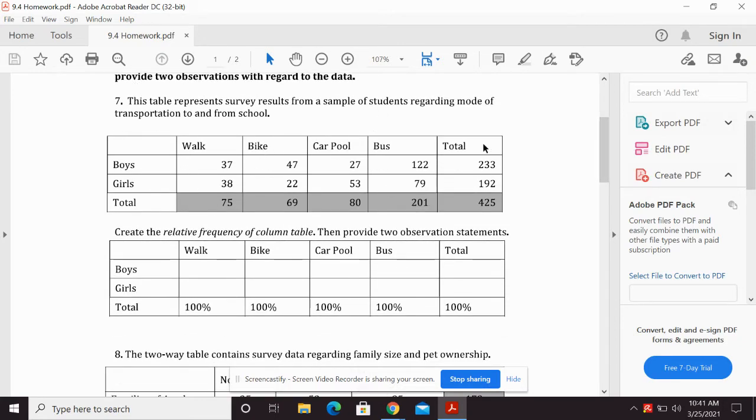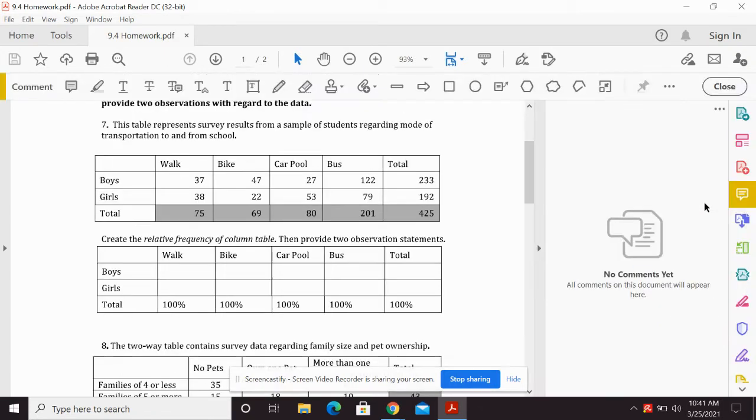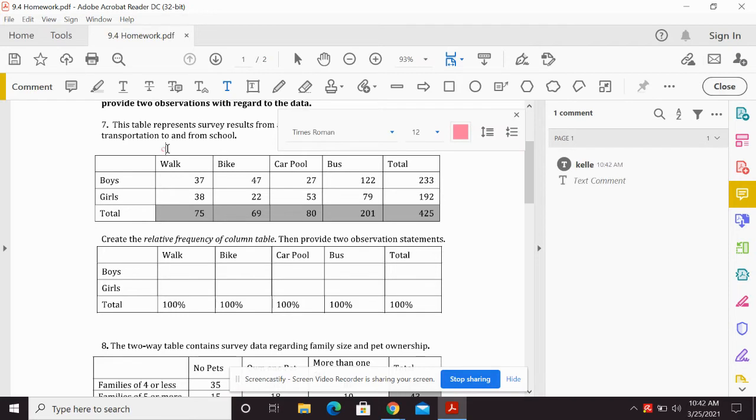So they give you the table. It's all filled out. All you have to do is create the relative frequency. So they want you to do the relative frequency of column table. Hold on. So that means you're going to be looking at the columns. Columns go up and down. So we have our walking column, our biking column, carpool column, bus column, total column.